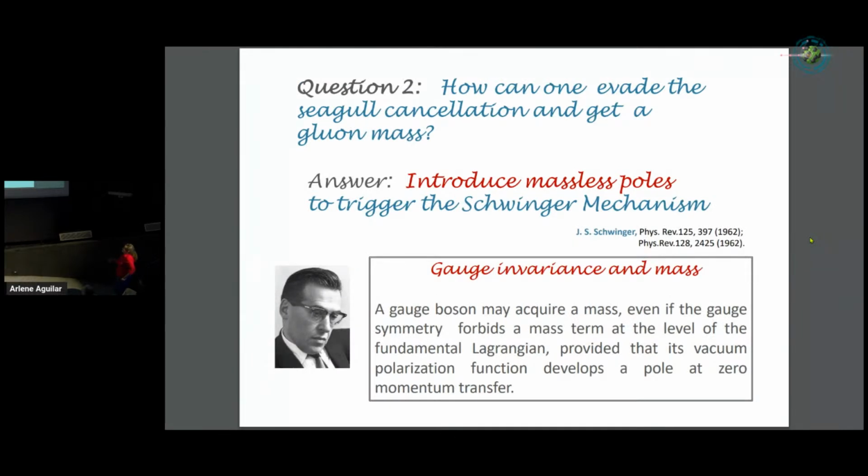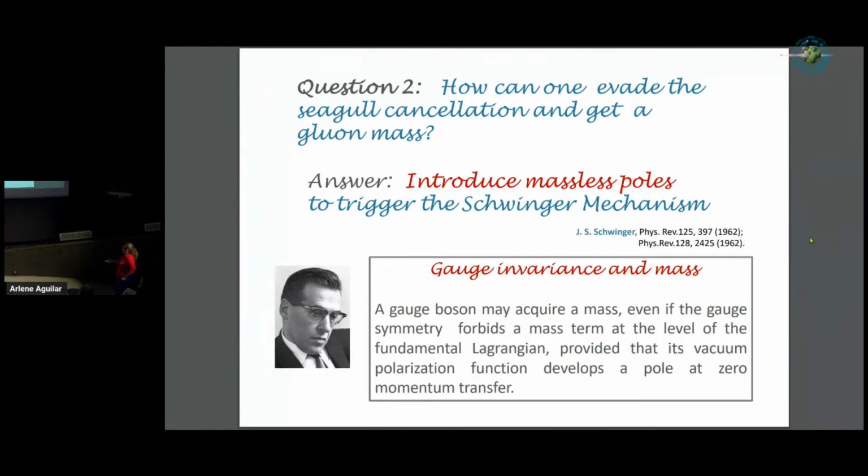So then comes question 2: how can you evade the Seagull cancellation and create this gluon mass? The answer is to introduce massless poles and trigger the Schwinger mechanism in QCD. What did Schwinger say to us? Schwinger said that a gauge boson can acquire a mass if the gauge symmetry forbids a mass term at the level of the fundamental Lagrangian, provided that its vacuum polarization function develops a pole at zero momentum transfer.